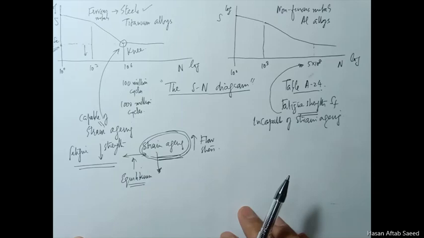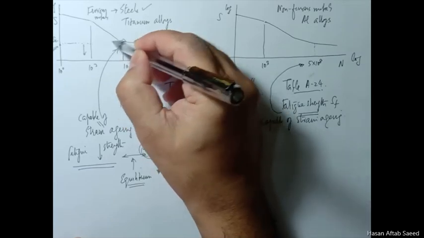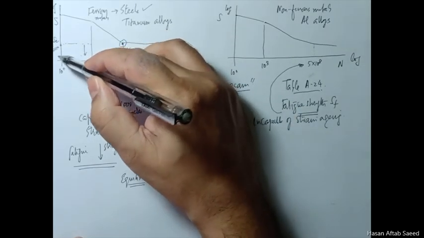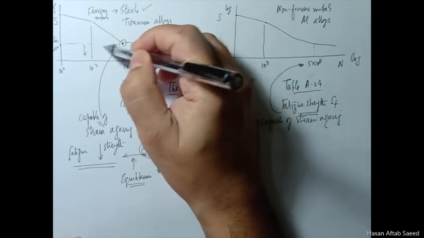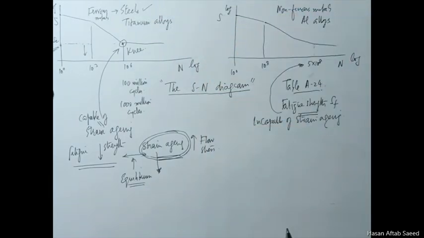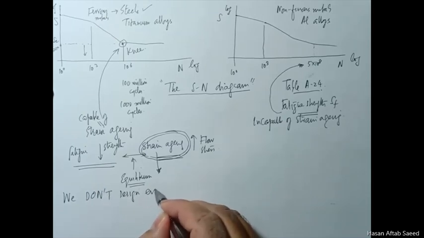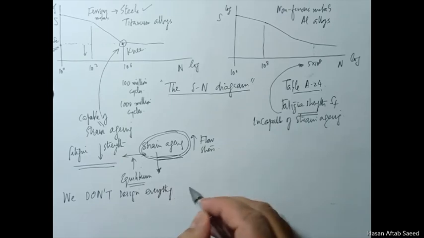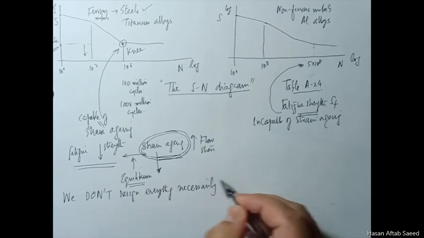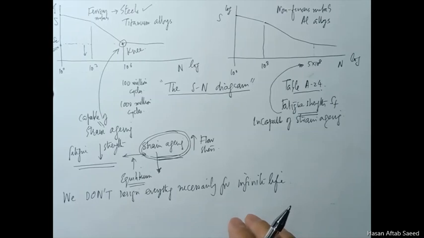Now it will be a mistake to think that just because we have this point after which there is infinite life, if we design something in this region of stress, then it should be infinite. So just because we know that this is the case, we always design everything for infinite life. So this is a mistake. We don't necessarily design everything for infinite life. There are things which we design for infinite life, but there are many things which we don't.